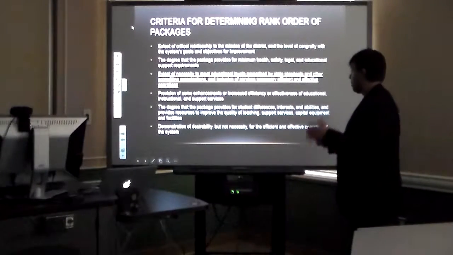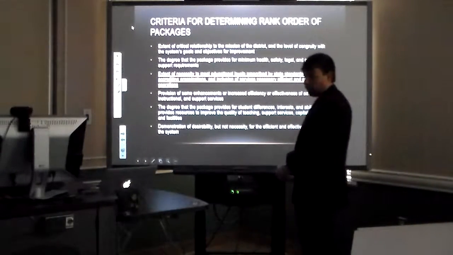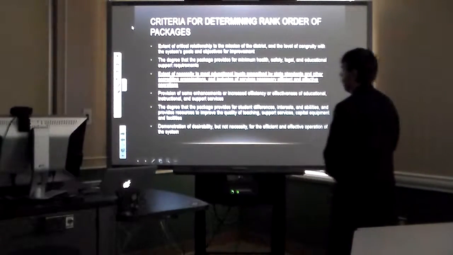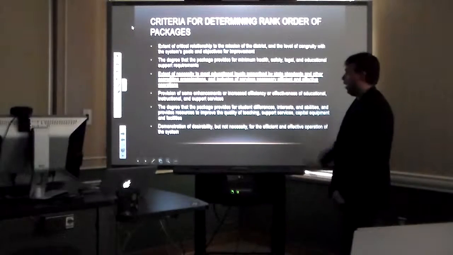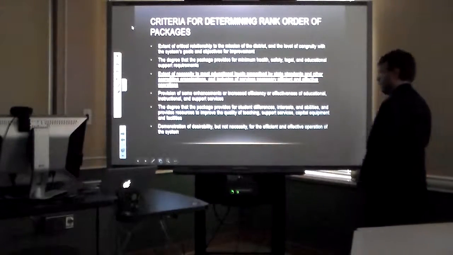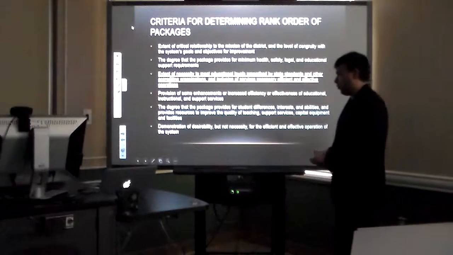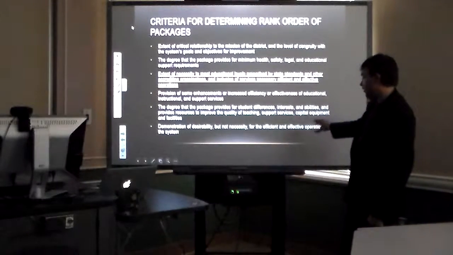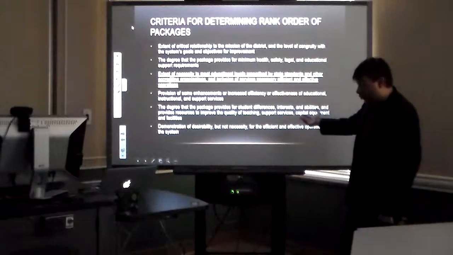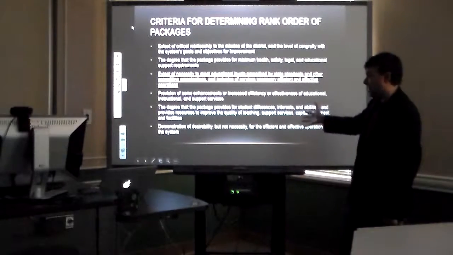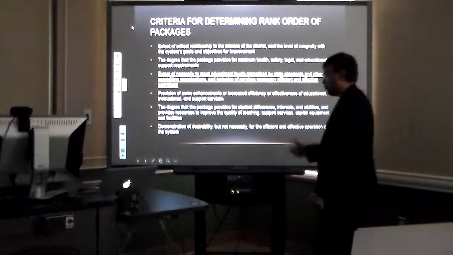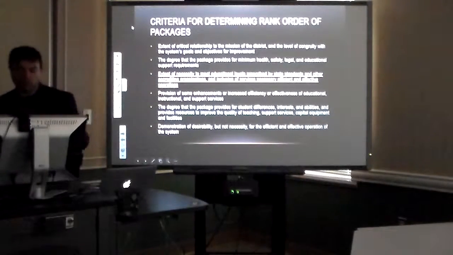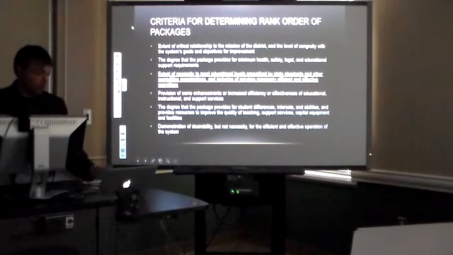You need the minimum health, safety, legal, and educational support requirements. We've talked about Maslow in here. You have to make sure you're meeting the first 2 levels of Maslow's hierarchy of needs. You want provision of enhancements of educational and instructional support services, ways that we've actually looked at improving quality of teaching. This is difficult to measure, but you're trying to still present it, and if it's going to be desirable for the system. Remember, you're a business too. You're recruiting parents and you're recruiting teachers to your school district.